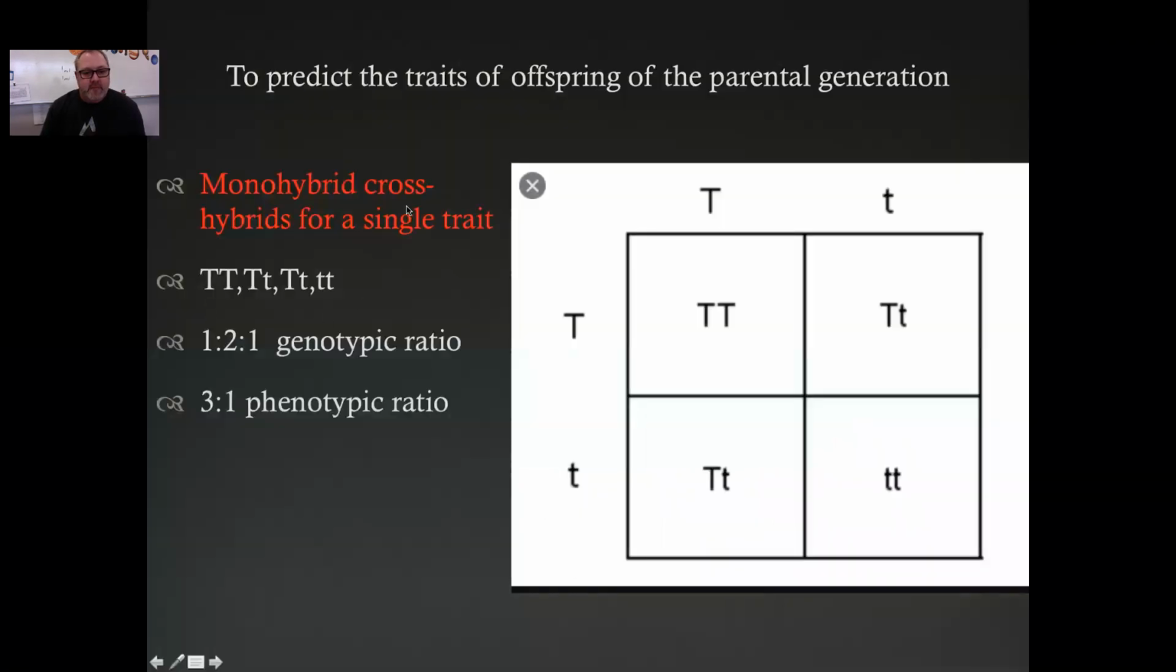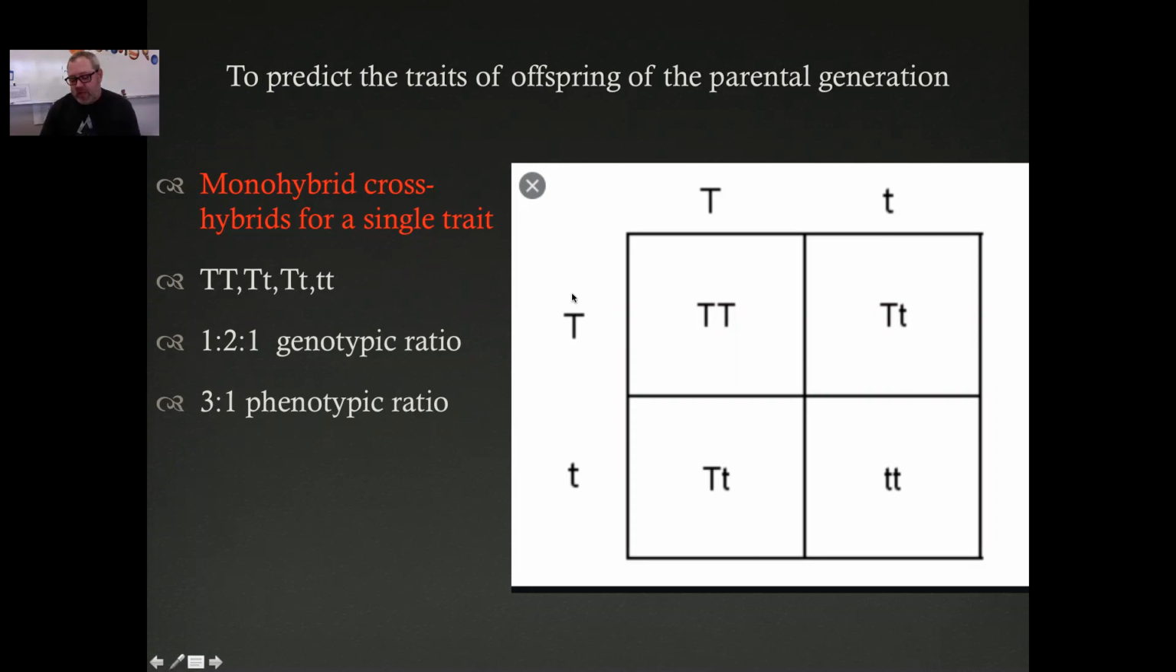Where were we? Okay, so we were talking about the monohybrid cross. Again, these are heterozygous, an uppercase and a lowercase, or a dominant and a recessive. When those monohybrid crosses breed, these are the possible outcomes: tall, short, or dwarf. So the genotype ratio is 1 to 2 to 1, and the phenotype ratio is 3 to 1 because 3 are tall and 1 is short.